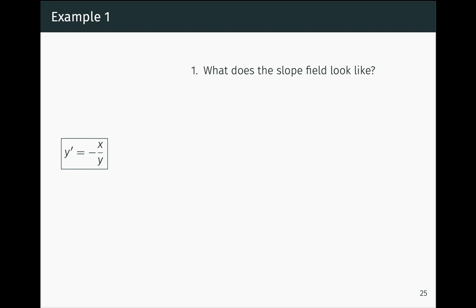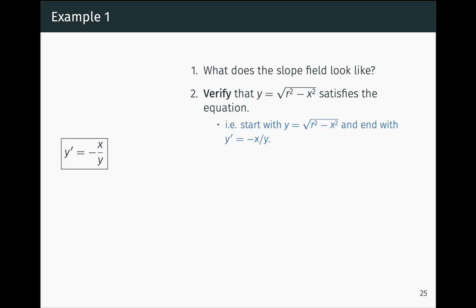There are a few questions. 1, what does the slope field look like? 2, verify that y equals square root of r squared minus x squared, which is a semicircle, satisfies the equation. And that means start with the equation and end with the differential equation. Okay, that's a verification.